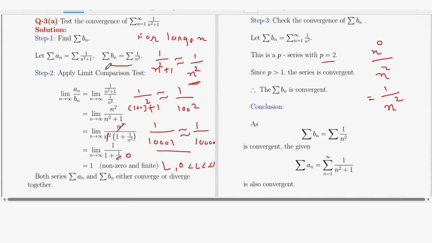Okay. After finding Bn, find the limit. If L lies in the range 0 to infinity, what we can say is that series An and Bn converge or diverge together. Then find the convergence of the series Bn. Here series Bn is convergent. That's why from this we can say An is also convergent. Okay.